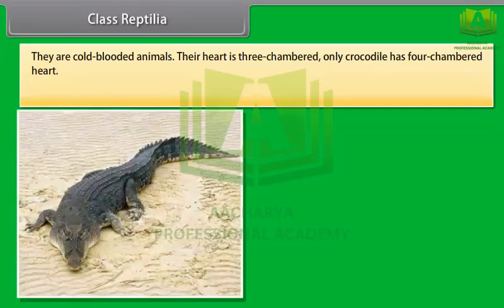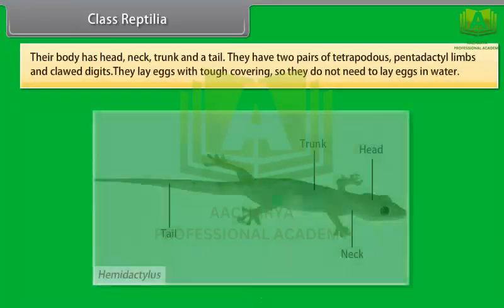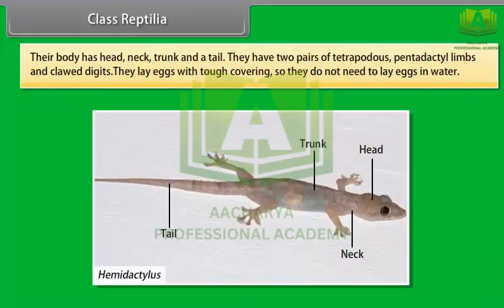They are cold-blooded animals. Their heart is three-chambered. Only the crocodile has a four-chambered heart. The respiration takes place through lungs. Their body has head, neck, trunk, and a tail. They have two pairs of tetrapodous, pentadactyl limbs and clawed digits. They lay eggs with a tough covering, so they do not need to lay eggs in water.